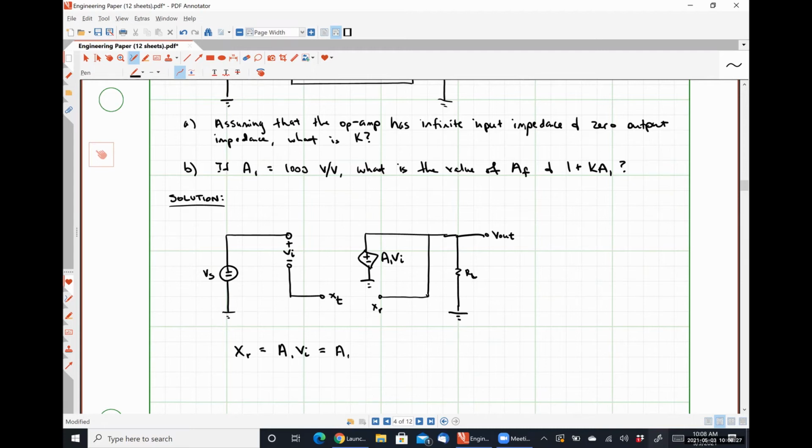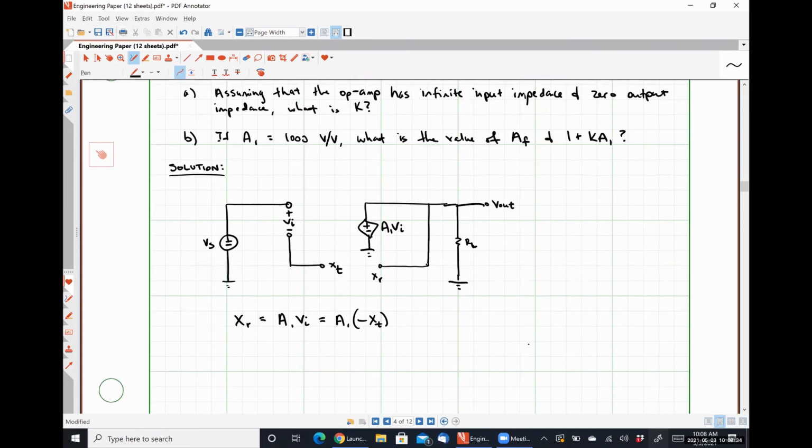Excuse me, VI is equal to negative X sub T. And so from this, negative X sub R over X sub T is exactly equal to negative A1, which implies then that K is equal to 1, right?